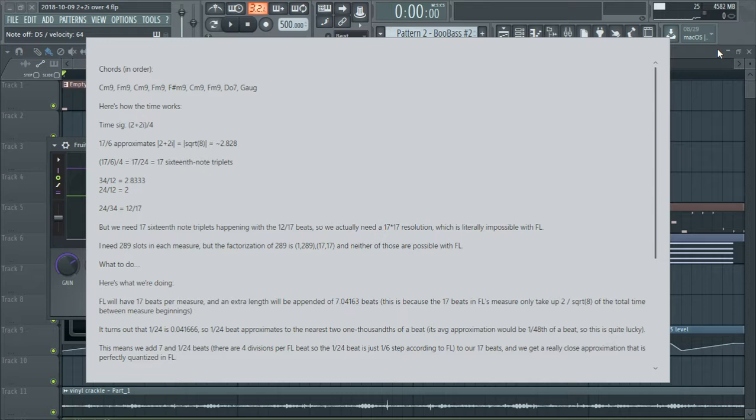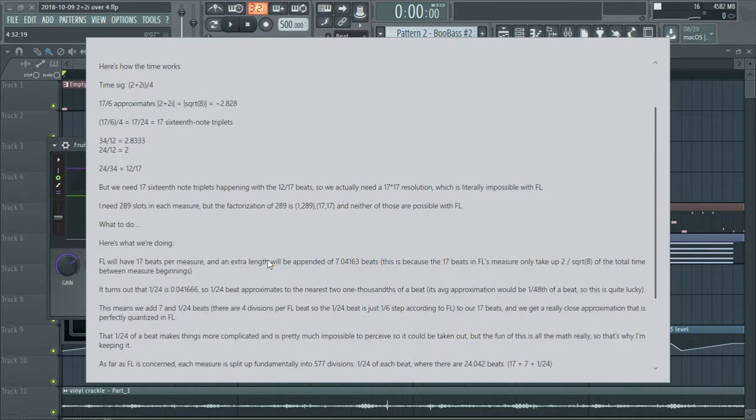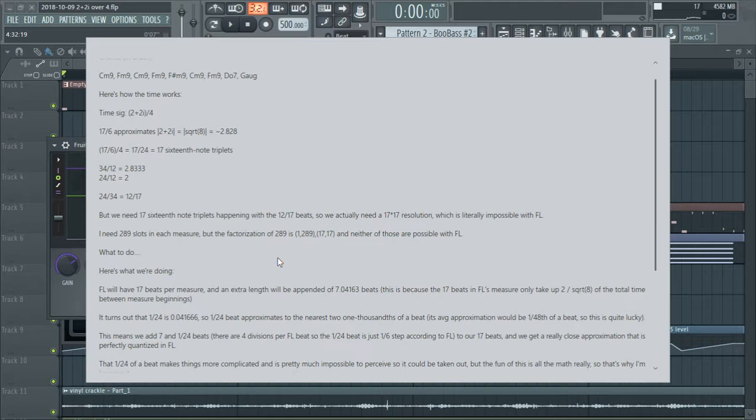Anyway, the next thing was in the 4+3i beat. Had a lot of that too. Anyway, okay, so here's the explanation that I wrote on the project file of the math. So basically, what I found for a good approximation for the square root of 8 was 17 over 6, and so it is the square root of 8 over 4 though, right?